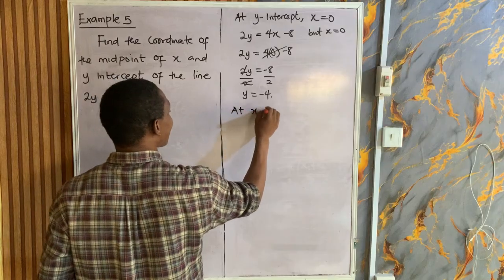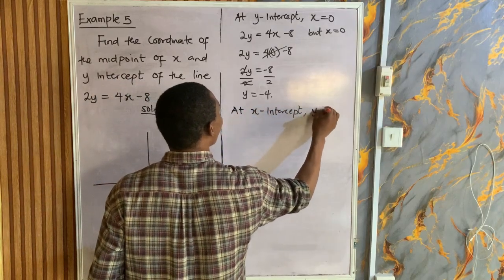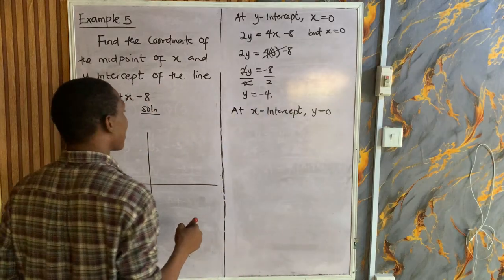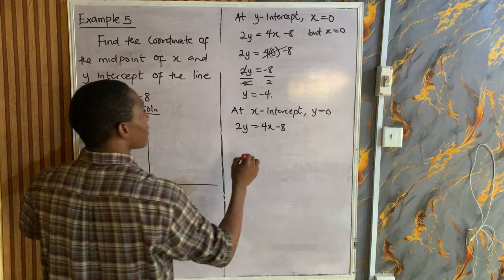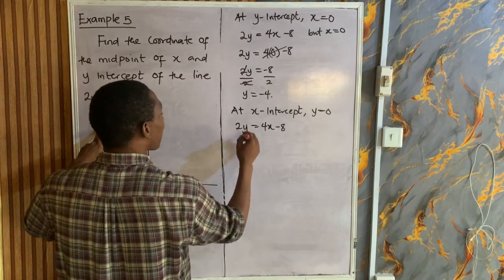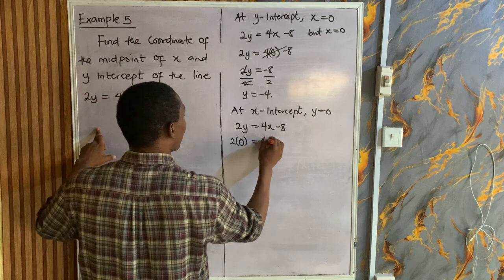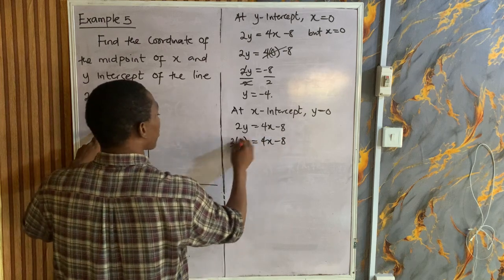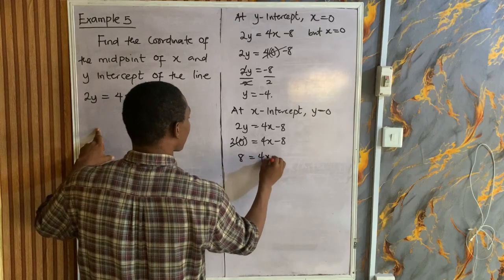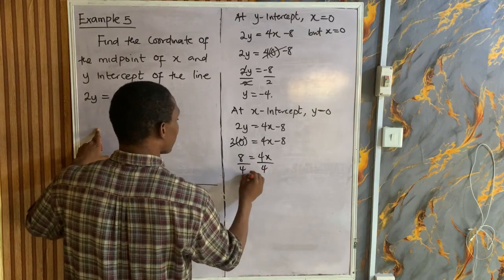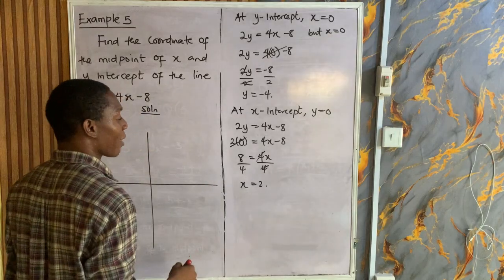At the x-intercept, y is 0. And if that be the case, we write again 2y is equal to 4x minus 8. And then anywhere you see your y, put 0. 2 into 0 is equal to 4x minus 8. This becomes 0. If you bring this here, you get 8 is equal to 4x. And dividing both sides by 4 gives us that x is equal to 2.